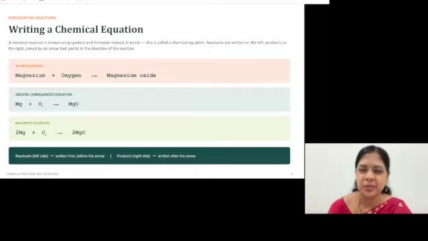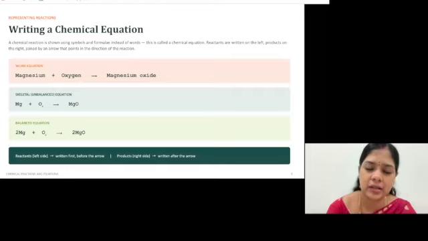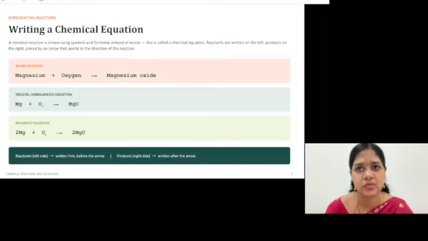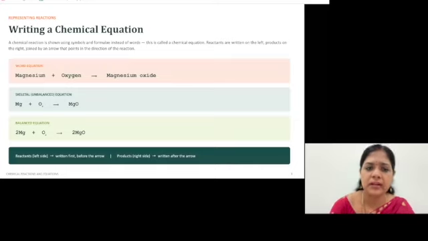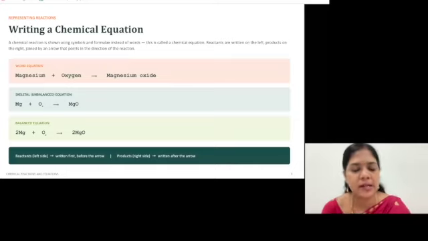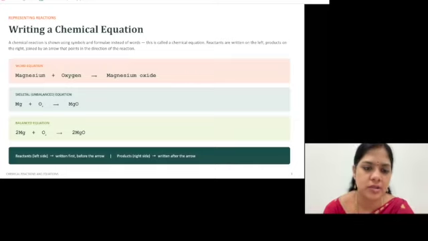So here, why do we need to write that in a chemical equation? Yes, to save space, to understand what type of product is formed, and also you should understand about the law of conservation of mass. That is nothing but the mass of the atoms on the reactant side should be equal to the mass of the atoms on the product side.